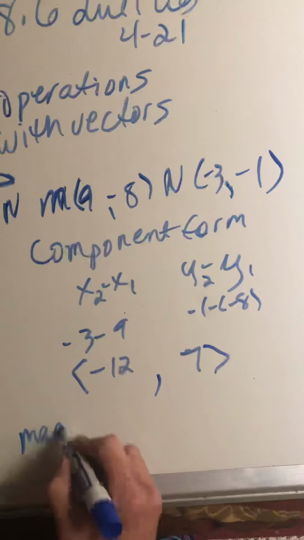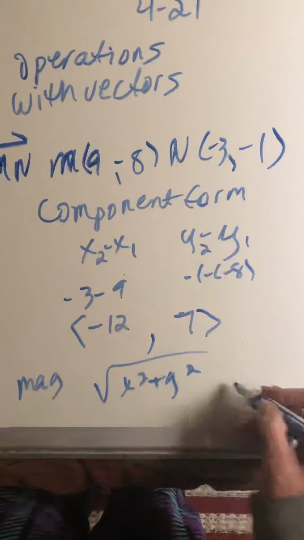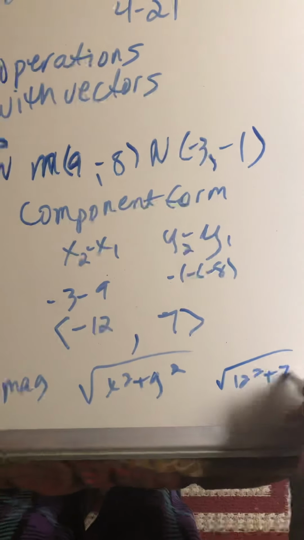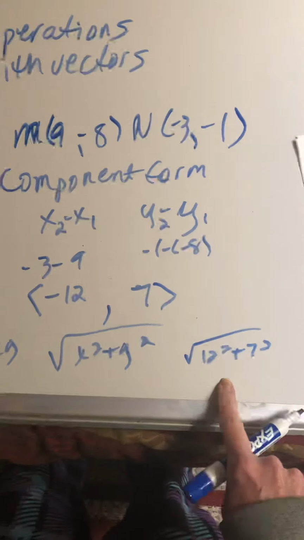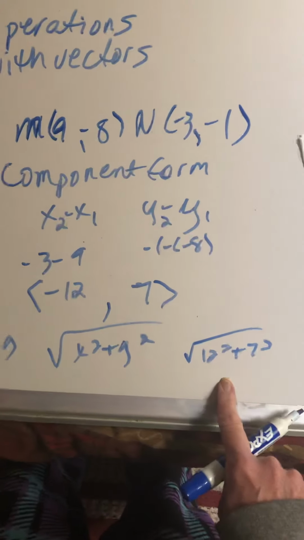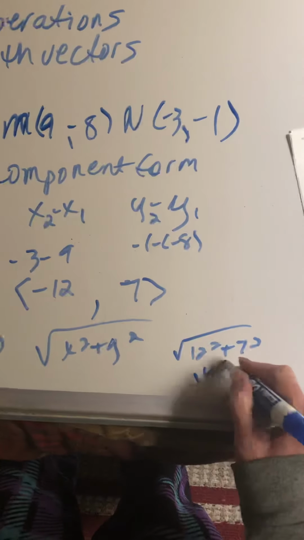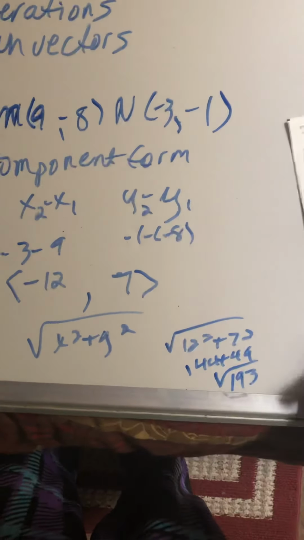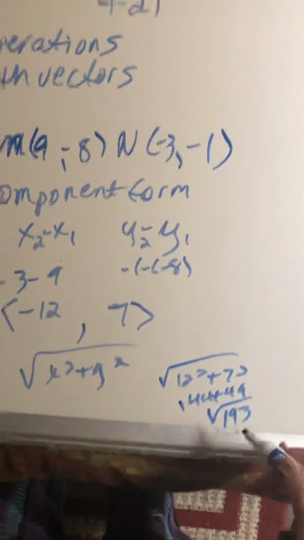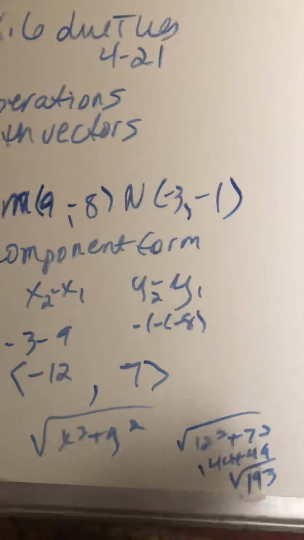Then if you want the magnitude, that's the square root of x squared plus y squared. So you would just do the square root of 12 squared plus 7 squared. Now notice, I did not put the negative on the 12 because I'm going to square it anyway, so it's not going to be there. So that would be 144 plus 49, which would give you the square root of 193. You have to simplify the radicals. This radical doesn't simplify, but if it does simplify, you need to simplify the radical, and that's what they'll ask for, okay?